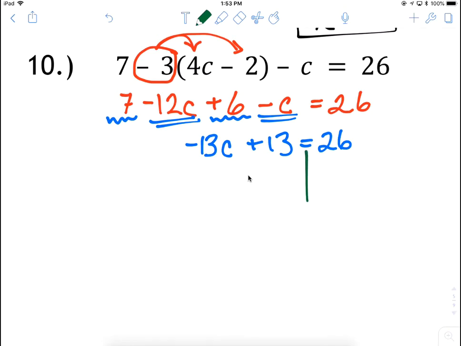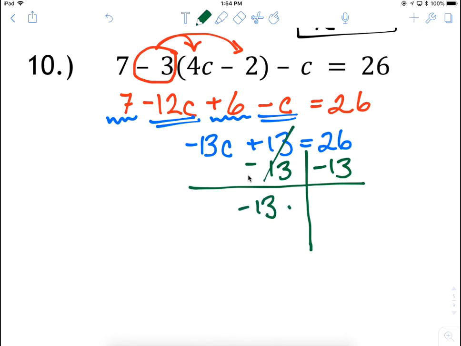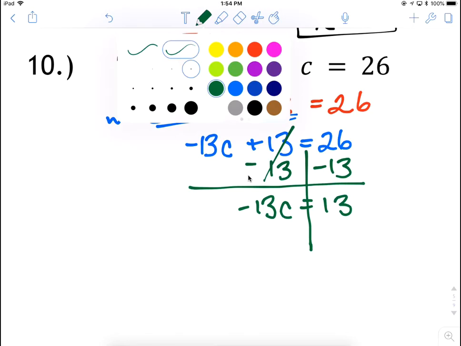So at the party, I want to know who the loner is. 26 isn't at the party, so my loner has to be that +13. I'm going to subtract 13 from both sides. What I do to one, I have to do to the other. Bring down what we have left, -13c. And then 26 minus 13 leaves us with a regular +13.